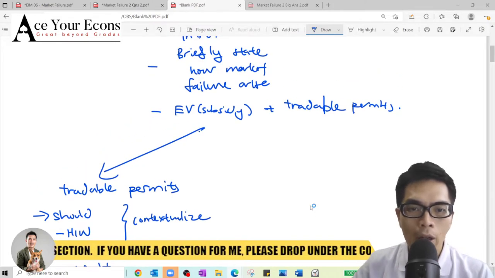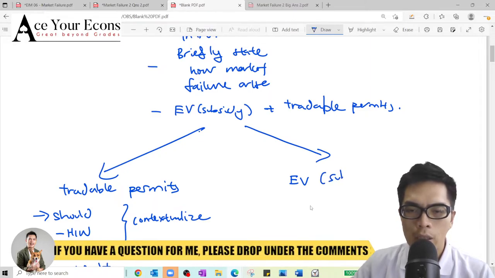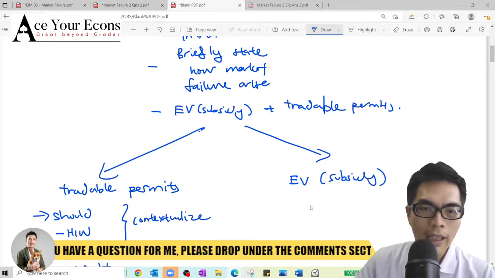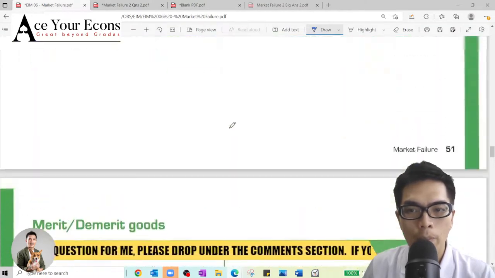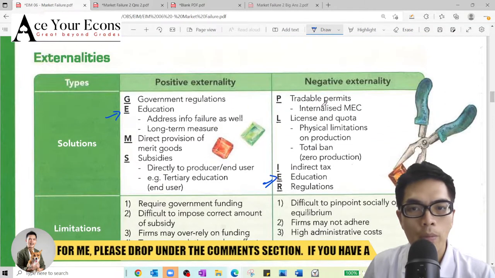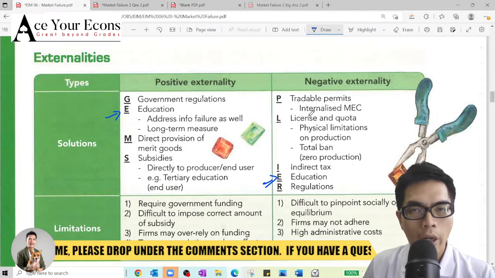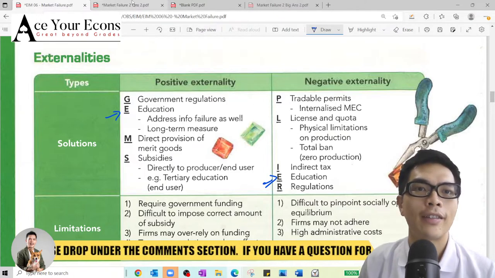The part that I want to talk about is EV and subsidy. We realize that tradable permits loosely fall under the pliers framework. You see that? Under permits, do you see that? Tradable permits. For EV and subsidy, where do you think it fits under? Tap it out.